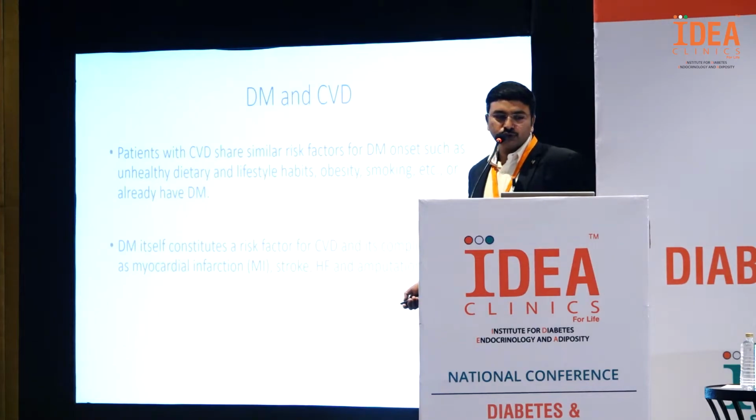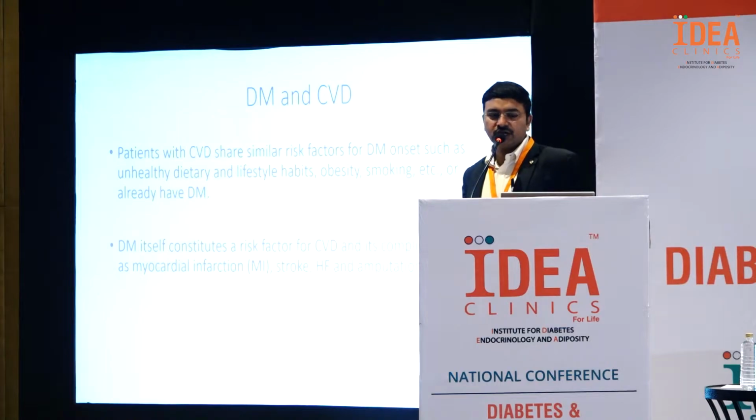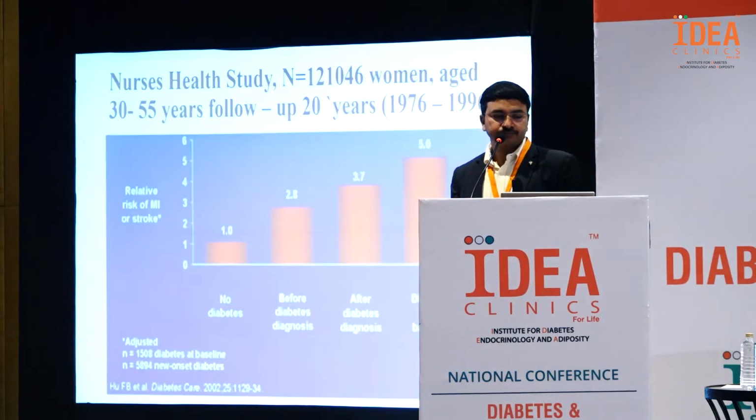So why should we know this? Because diabetes and cardiovascular disease share common risk factors like unhealthy diet, lifestyle habits, obesity, smoking, and both these contribute to diabetes and cardiovascular disease. And diabetes itself is a risk factor and cardiovascular risk multiplier.